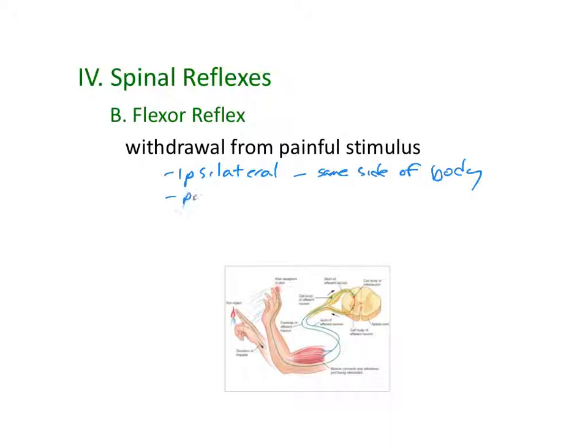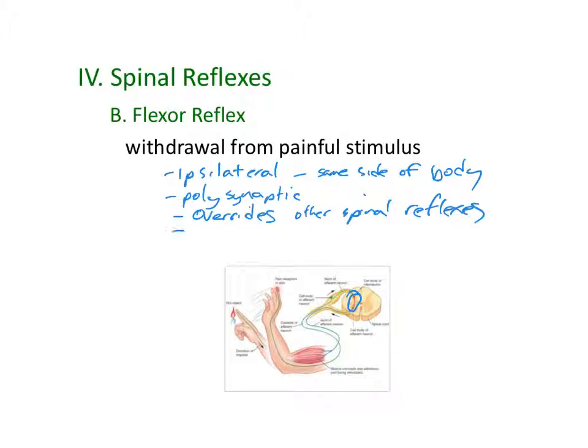They tend to be polysynaptic so that we can have some more complex control over it. Which you can see here, we've got an interneuron, so that makes it polysynaptic. It tends to be one of the most dominant of reflexes. So it overrides other spinal reflexes, which makes sense because you want to make sure that if there is a painful stimulus that you get your body out of harm's way. But that being said, it can still be overridden by the brain.